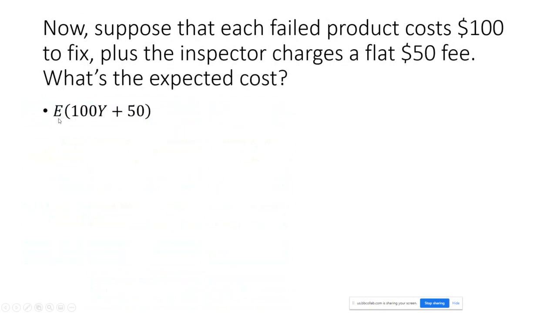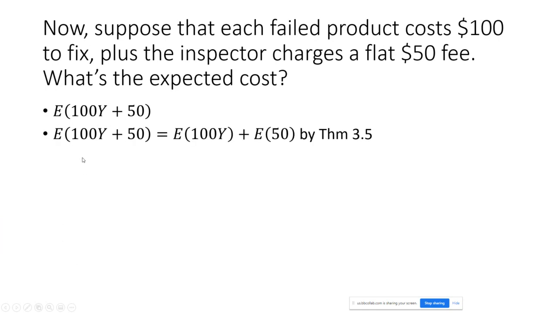Because what we're being asked to find is the expected value of 100 times y plus 50, if y is the number of failed products. And that's a linear function of y, which is a random variable whose expected value we already know. So we can start by using theorem 3.5 to split up the expected value across the addition.